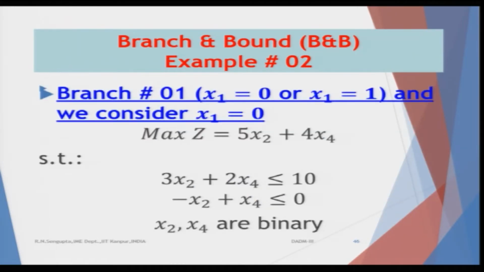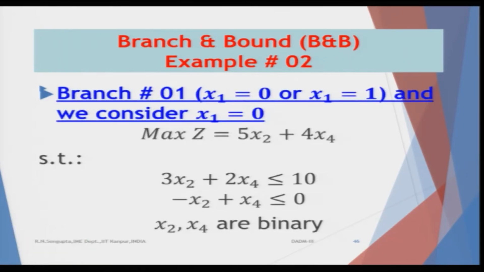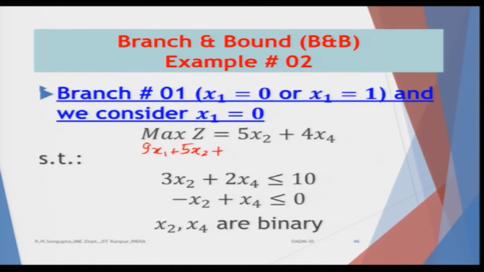So, what is the problem? Now, interestingly, check here one thing. The actual problem formulation was 9x1 plus 5x2 plus 6x3 plus 4x4. So, if you check this, I will write it down: 9x1 plus 5x2, 6x3. If you see the objective function, it seems to be changed, but it is not changed because x1 is 0.